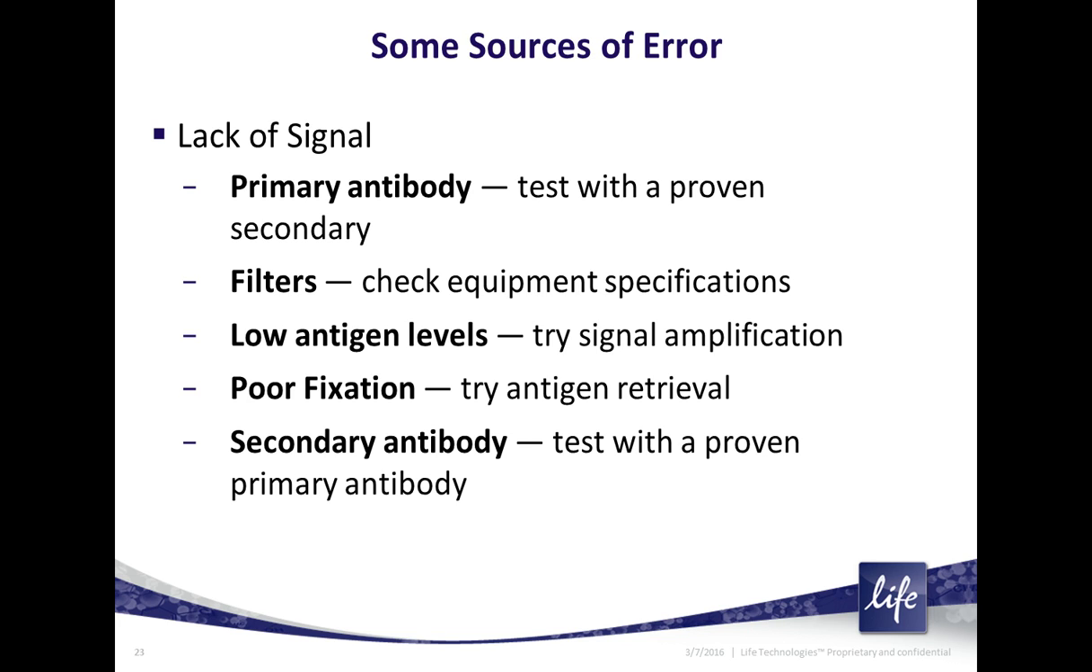If you get no signal at all, then there may be some other issues going on. Either your primary or secondary has just completely gone bad and isn't labeling anymore. You want to make sure that your primary antibody is actually against that target that you're looking for and has been validated with the species of cells that you're trying to label and has been validated with the technique you're using, Western blot, for instance, versus immunocytochemistry.